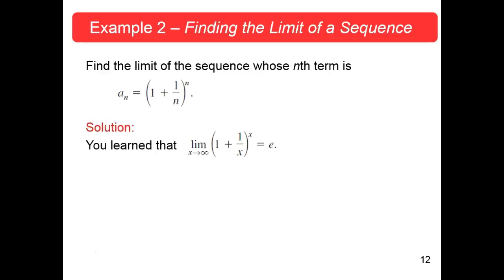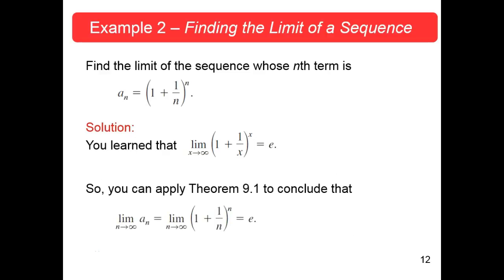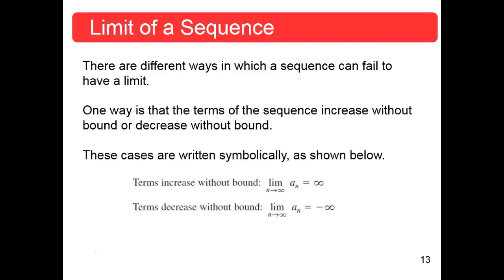They said, you learned this. Yeah, sure, right. Of course you did. The limit as x approaches infinity of (1 + 1/x)^x is e. So you can apply that theorem we just did, sort of in reverse, and this means that the limit as n approaches infinity of a sub n is the same type deal here, and that's also e.